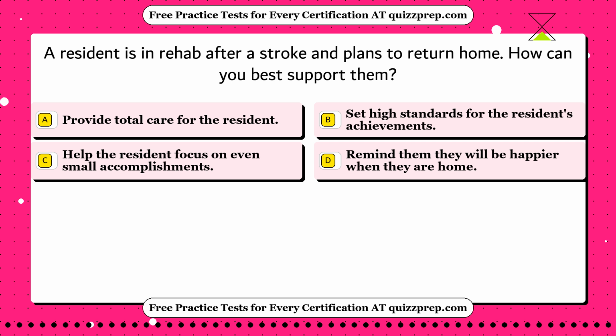Option A. Provide total care for the resident. Option B. Set high standards for the resident's achievements. Option C. Help the resident focus on even small accomplishments. Option D. Remind them they will be happier when they are home.